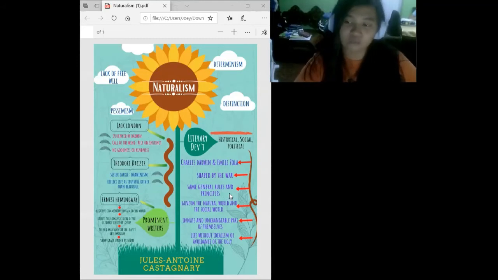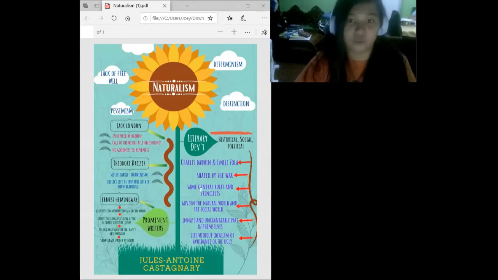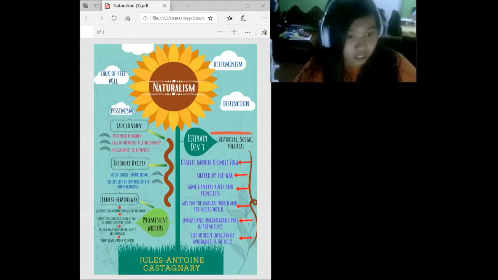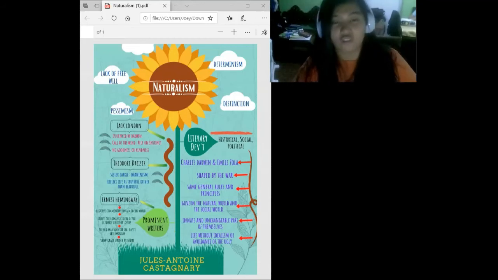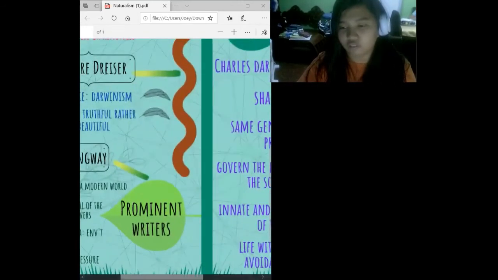It has the same general rules and principles that govern the natural world and the social world. And it somewhat relates to how we have innate and unchangeable parts of human selves. So it has life without idealism or avoidance of anything that is ugly, like I've mentioned before. Then we also have three prominent writers that I've written here.